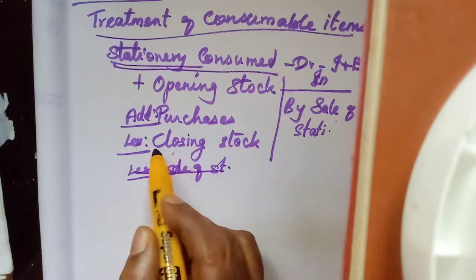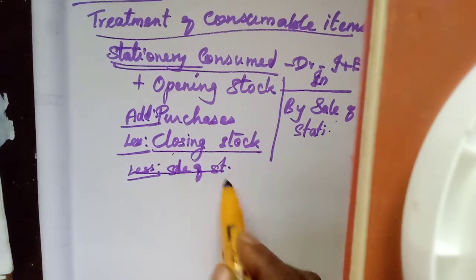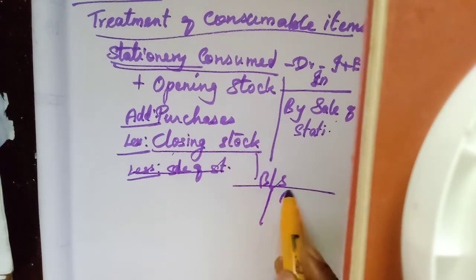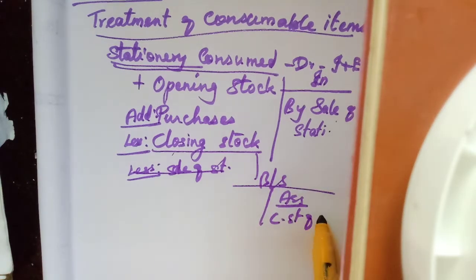Then this closing stock will appear in the balance sheet. On the asset side of the balance sheet, we have to write closing stock of stationery. Okay, that's all.